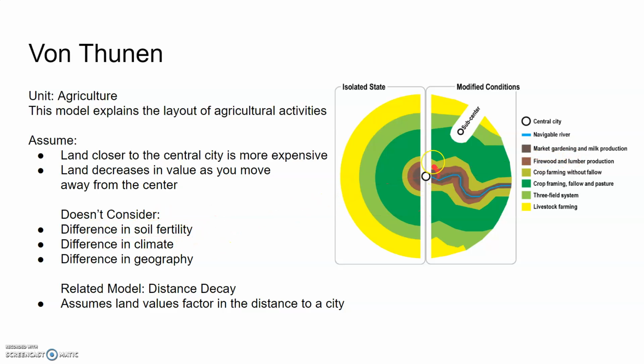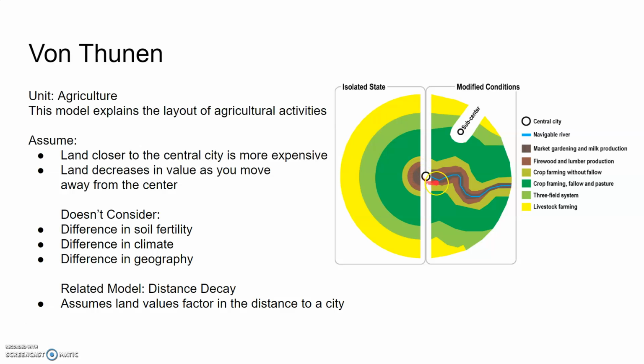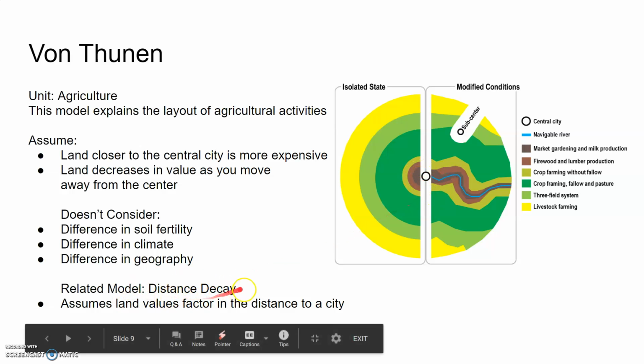And what this doesn't consider is soil fertility. Differences in soil fertility can change what crops get grown where, and differences in climate and geography could all impact that. And it assumes that the closer you are to a city, the more it costs. So this is also, again, related to the distance decay model.